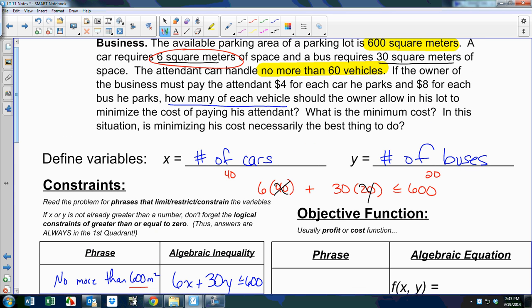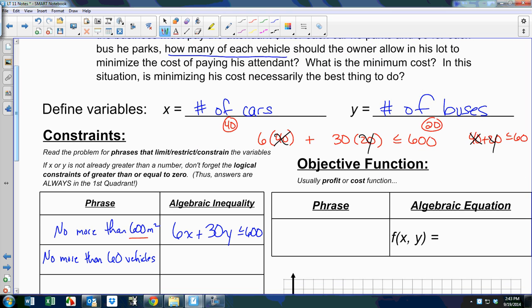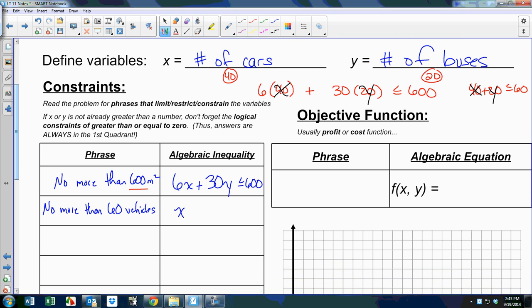The next one's a little easier. No more than 60 vehicles. You might actually be able to just write this one without the concrete example. I mean, the word vehicles implies you're going to take the number of cars and add it to the number of buses. So that'd be an x plus a y, and it has to be smaller than 60. But using our concrete example, again, 40 and 20, the 40 plus the 20 has to be smaller than 60, which again, 40 is x, 20 is y. We get our inequality that way as well. x plus y is less than or equal to 60.